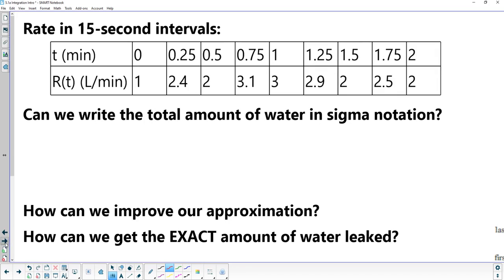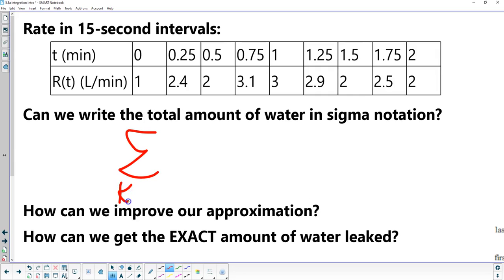Okay, so now I have a better idea of what's going on because now I'm taking snapshots every what? 15 seconds, every 0.25 minutes. Do we see that? So let's see if we could write an approximation for the total amount of water leaked now. So I want to take a sum. Can you write that? How many rectangles am I going to have now? Should have 8, right? Because I took twice as many as last time.